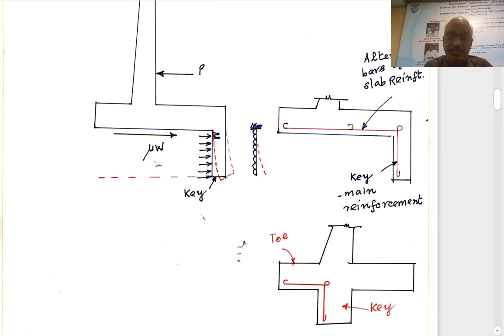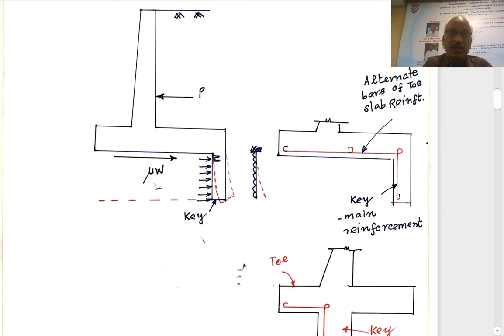So this is about the key slab. Because the pressure P will try to slide the wall towards the left, there will be a frictional resistance offered against the sliding at the base. Therefore, mu W, that is the frictional resistance, will have to be more. Actually, it should be 1.5 times P minimum. Minimum should be 1.5 times the force trying to cause the sliding. So if it is not, you have to provide a key slab that is also going to behave only as a cantilever.